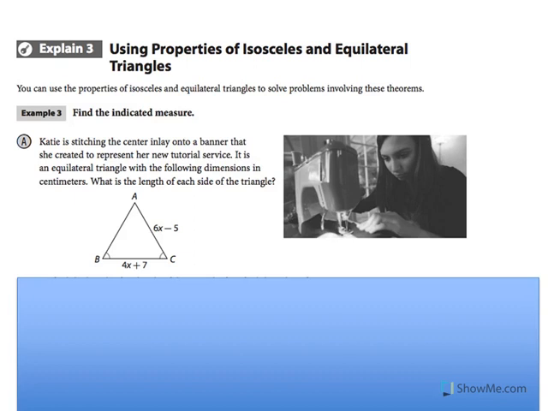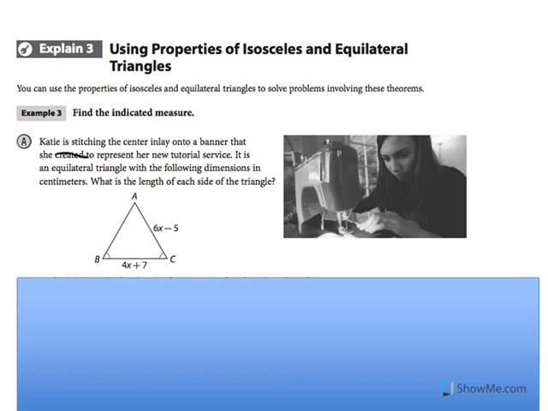Our example 3, using properties of isosceles and equilateral triangles. You can use the properties of isosceles and equilateral triangles to prove problems involving these theorems. Example 3. Find the indicated measure. A. Katie is stitching the center into a banner that she created to represent her new tutorial service. It is an equilateral triangle with the following dimensions in centimeters. What is the length of each side of the triangle?